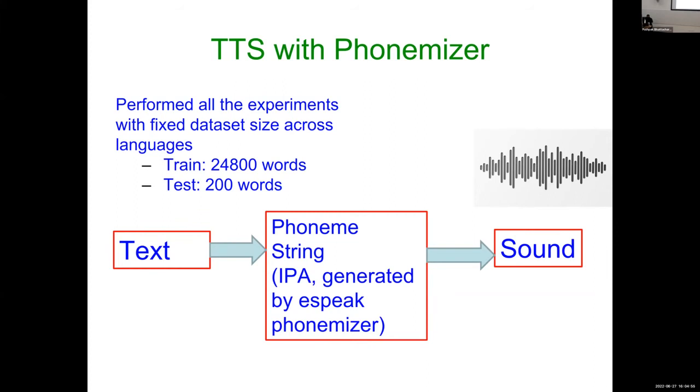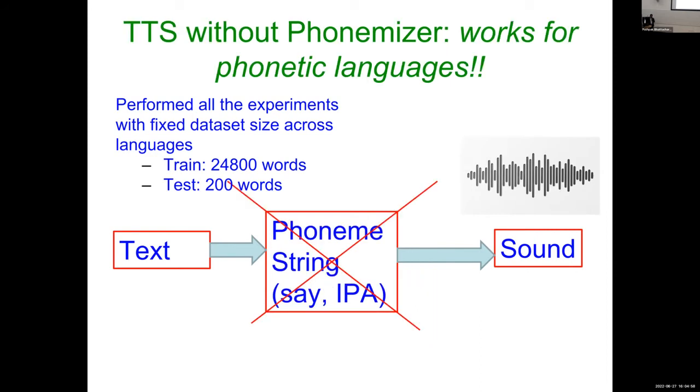What we say is that if the language is phonetic, that means grapheme to phoneme ambiguity is low. In such a case, we will not be needing this phonemizer. Okay? So this block can be completely removed, thereby reducing computation and also reducing a module which can introduce error in the pipeline. So we can directly go from text to sound. Now this is not very surprising. Okay, if the graphemes are very unambiguous with respect to phonemes, then you can directly convert the graphemes into sound symbols. So we wanted to validate this intuition.